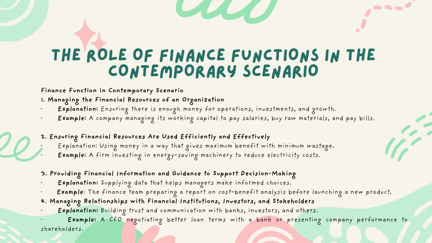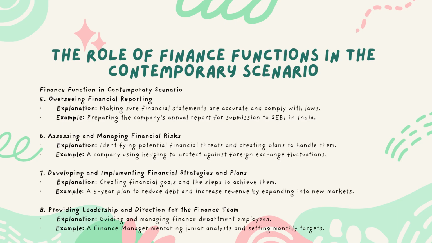4. Managing relationships with financial institutions, investors, and stakeholders. Explanation: building trust and communication with banks, investors, and others. Example: a CFO negotiating better loan terms with a bank or presenting company performance to shareholders. 5. Overseeing financial reporting. Explanation: making sure financial statements are accurate and comply with laws. Example: preparing the company's annual report for submission to SEBI in India.